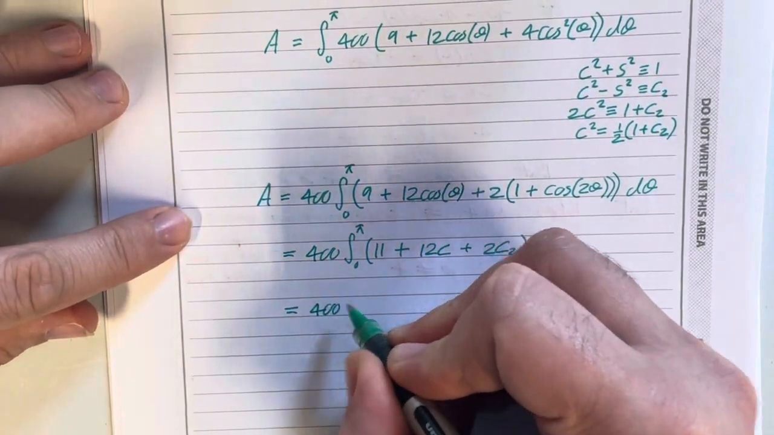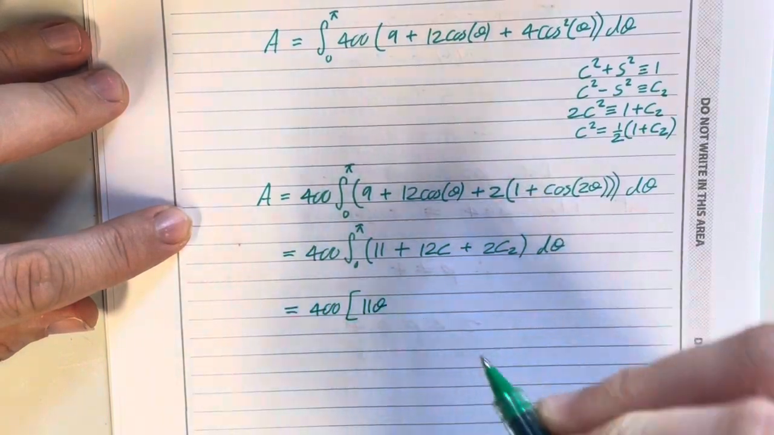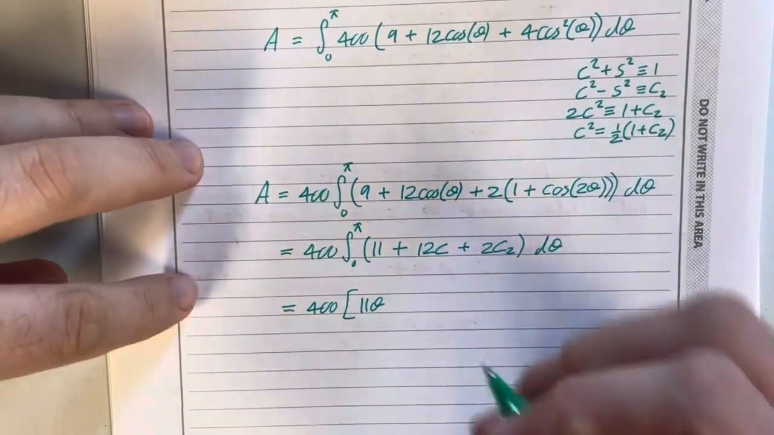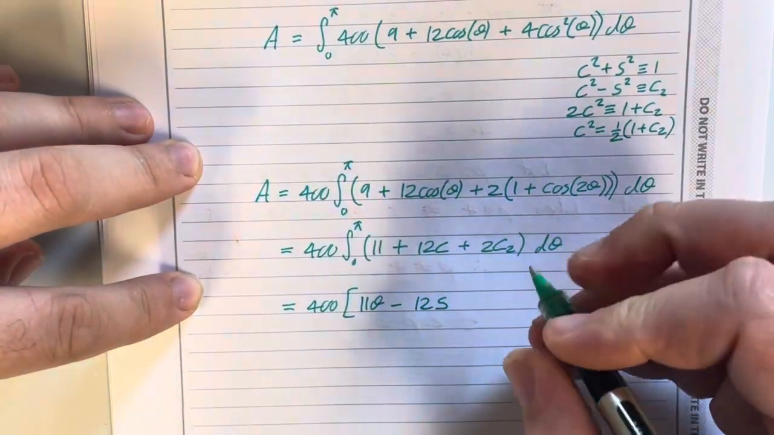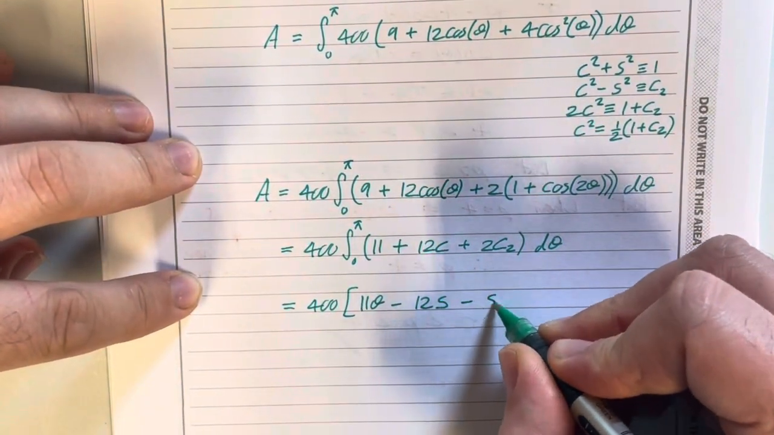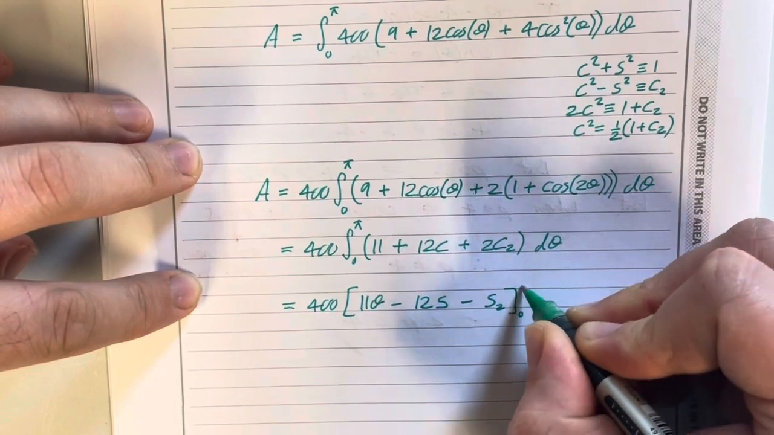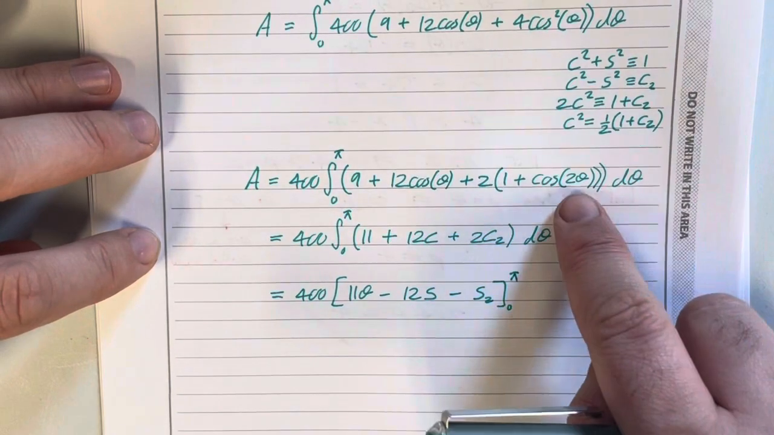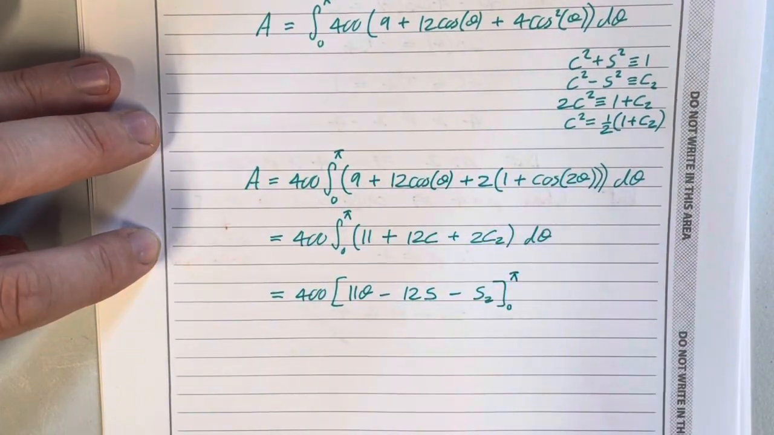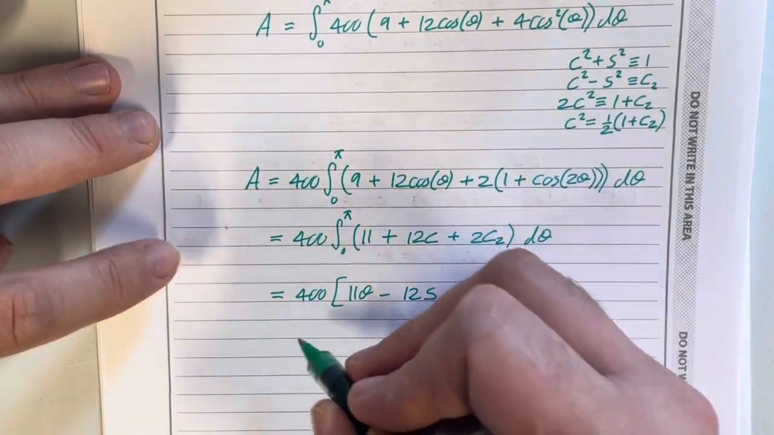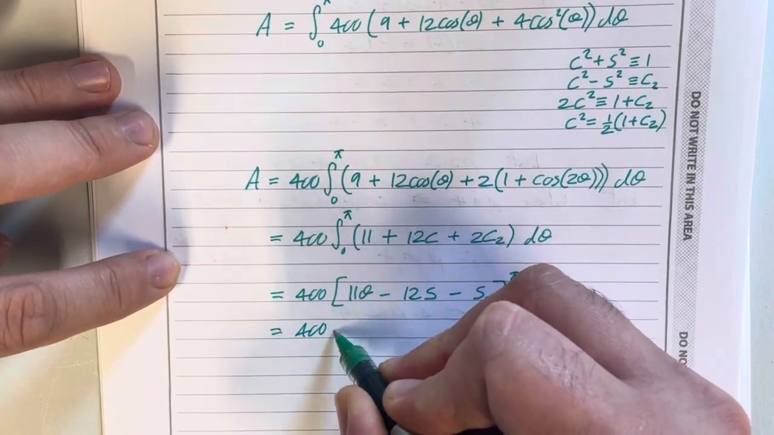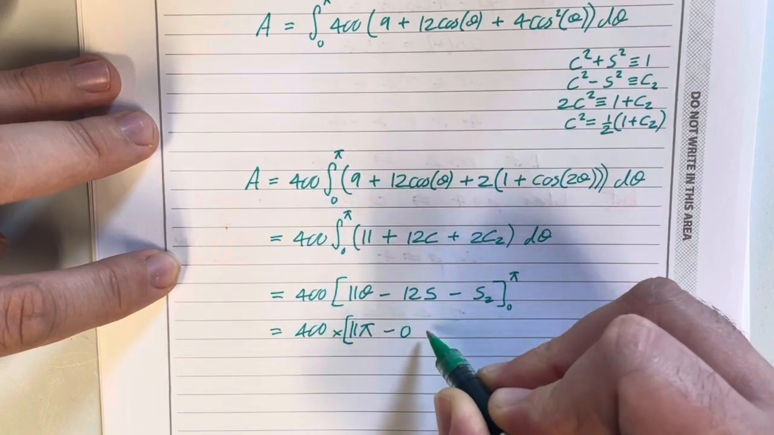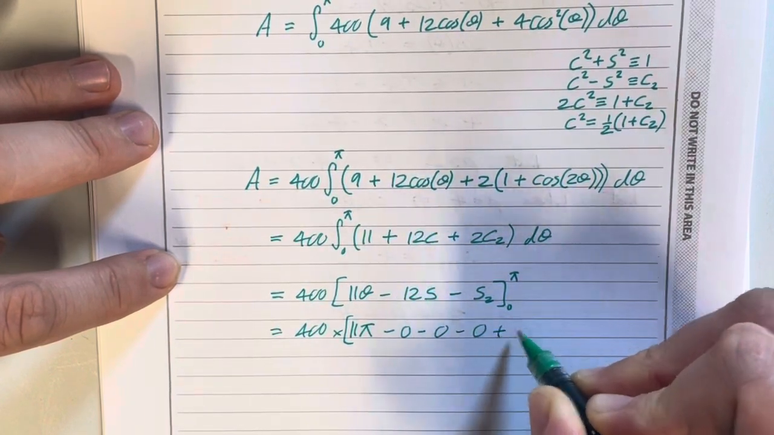So that's going to be 400 into 11 theta. Okay, the 11 is just a constant, so it integrates to 11 theta. That is going to be minus 12 times the sine of theta, and that is going to be minus sine of 2 theta between 0 and pi. Okay, the 2s cancel because the 2 will come out as a divisor from here. That 2's gone. Which means we're going to end up with 400 times 11 pi, and then the rest is 0. So minus 0, minus 0, minus 0, plus 0, plus 0.